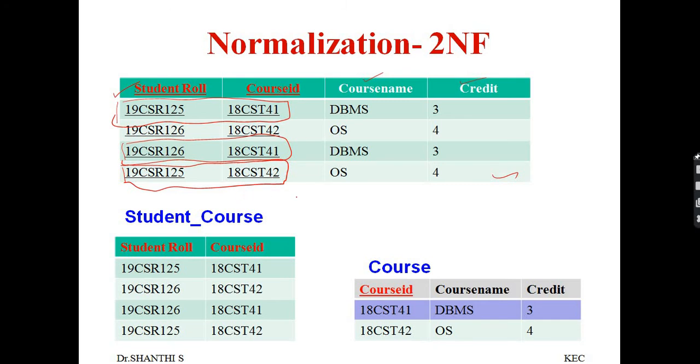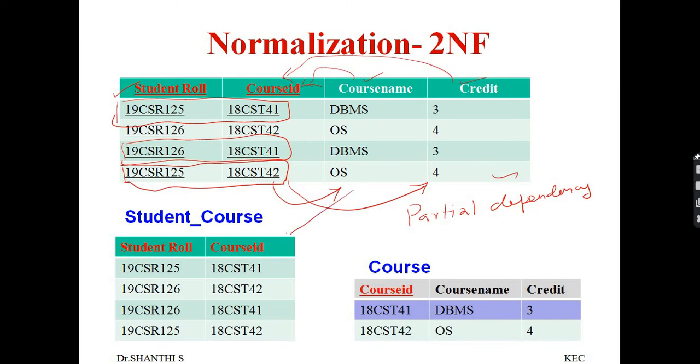Here the course name and credit are dependent on the course ID. Course ID is part of the primary key. So course ID determines the course name and course ID determines the credit. This is called a partial dependency. So a partial dependency exists in this relation. So now the table is not in second normal form.